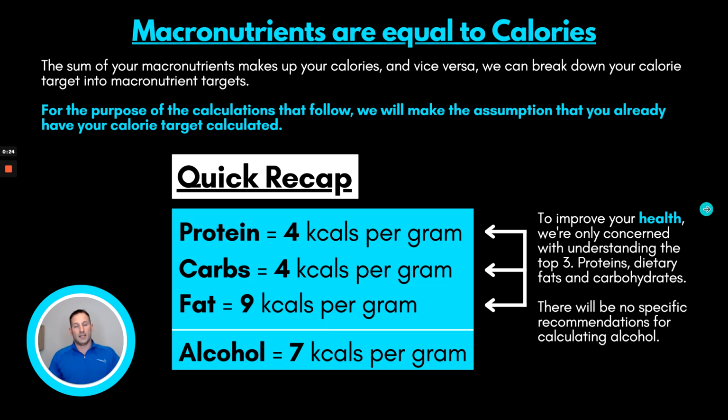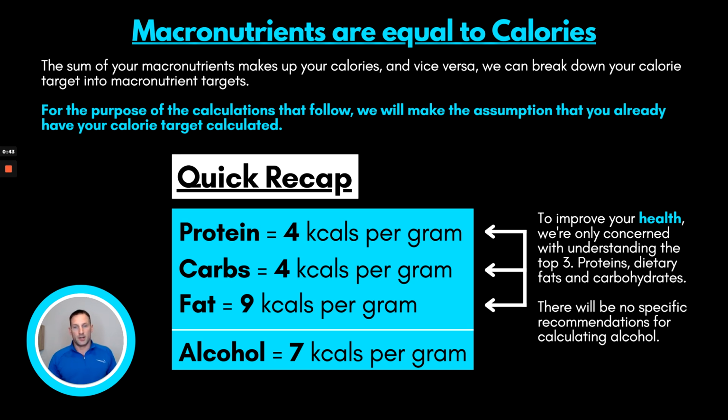So let's start with a quick recap. Your macronutrients are equal to your calories. This means the sum of your macronutrients actually makes up your calories. So we can break down your calorie target into your macronutrient targets also.